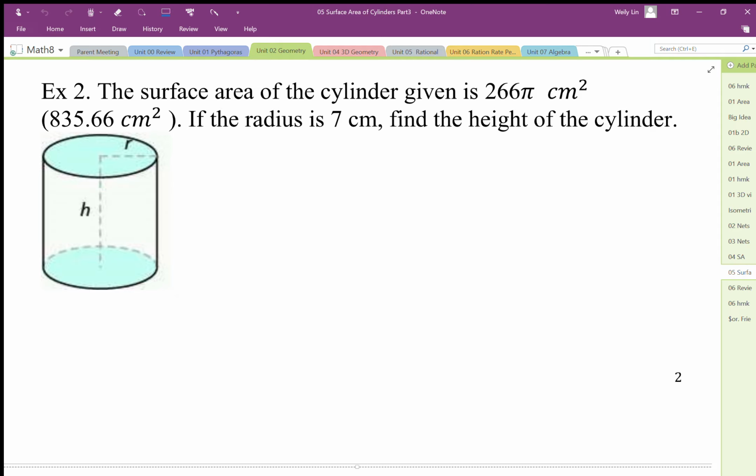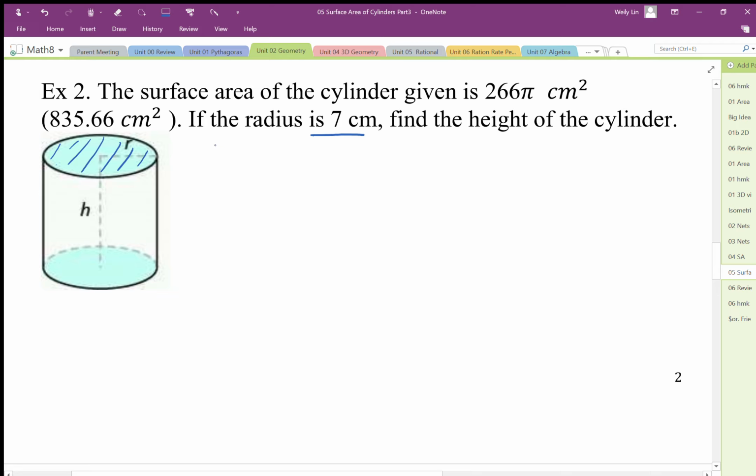In this example, we've been given the total surface area of the cylinder, and we want to find the height of the cylinder. And we're given the radius of this cylinder. So given the fact that we have the radius, we can actually calculate the surface of the circles, the top circle and the bottom circle. So I'm going to do that first.